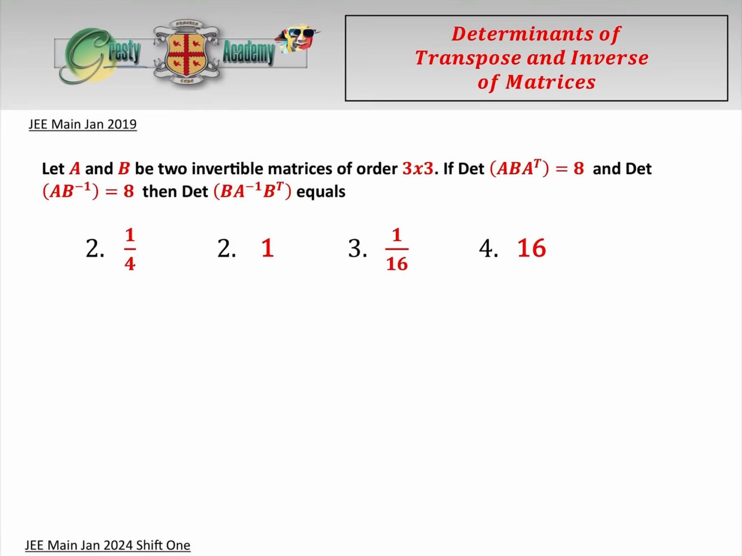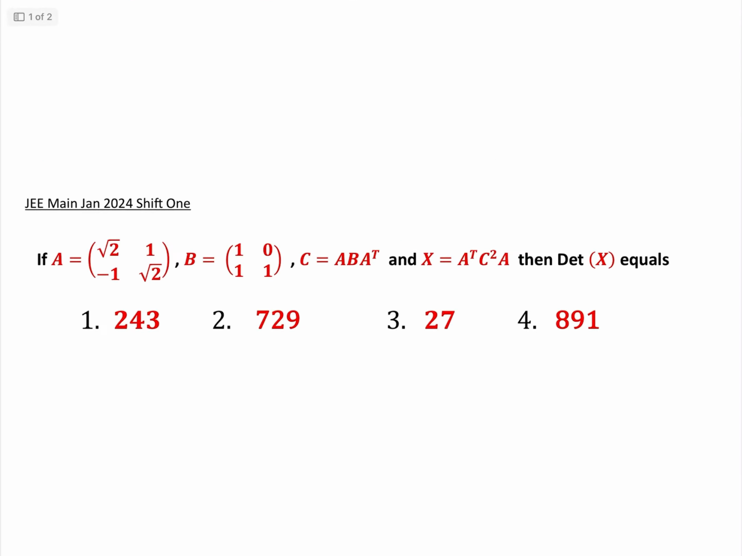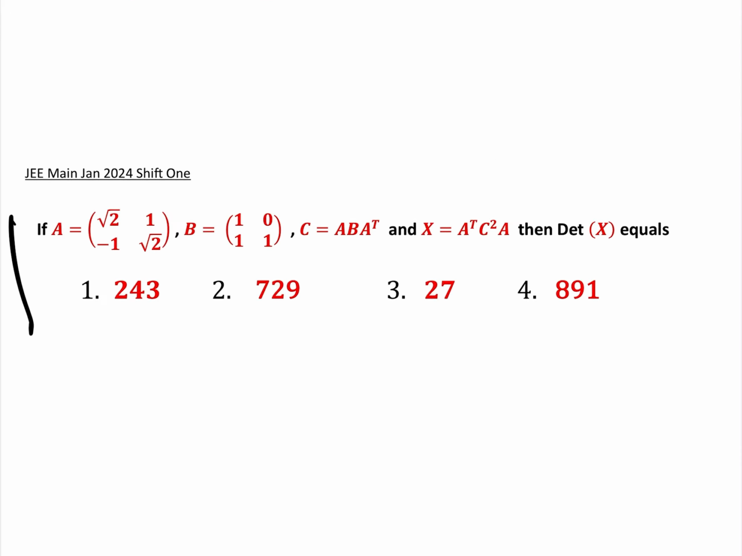Today we're going to be looking at determinants of transpose and inverse of matrices, and we're going to do two JEE Main questions. This one here is the first one, and the second one is just here. They're very similar questions, and even though they look very complicated, in actual fact they're pretty easy once you get your head around a certain number of relatively simple rules.